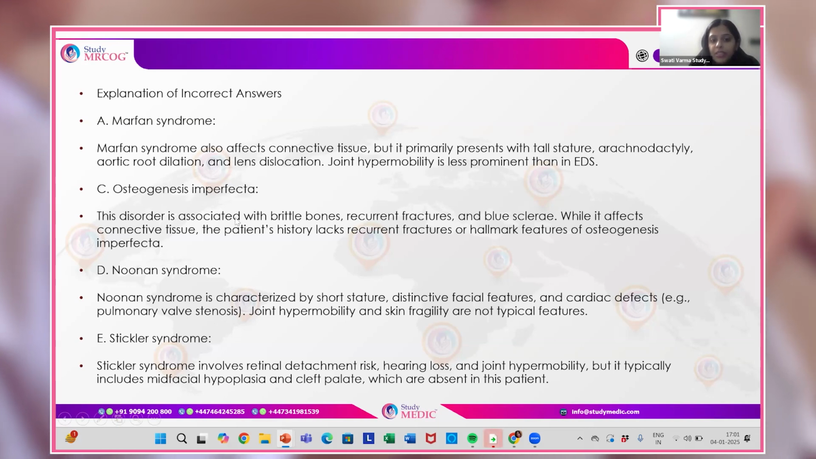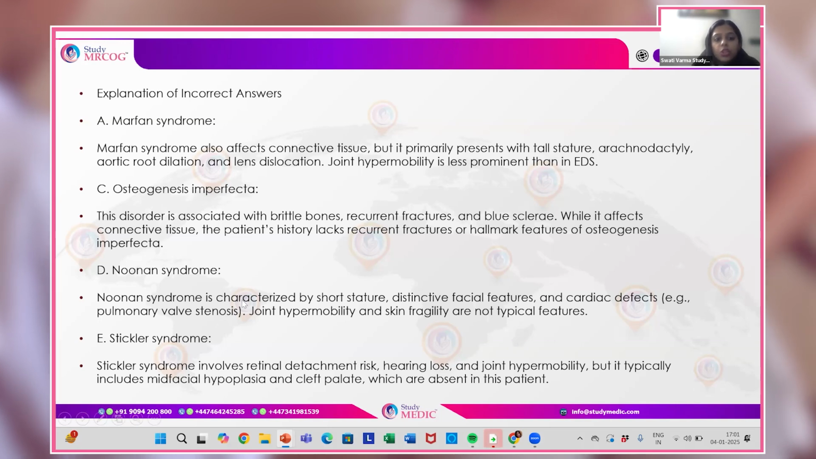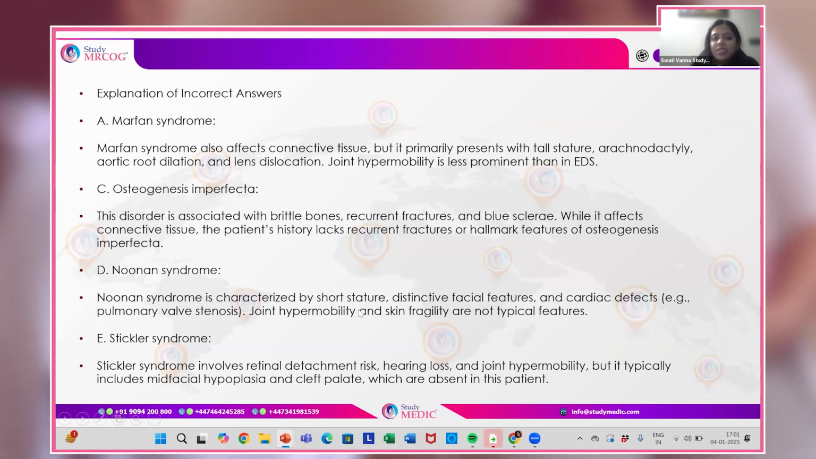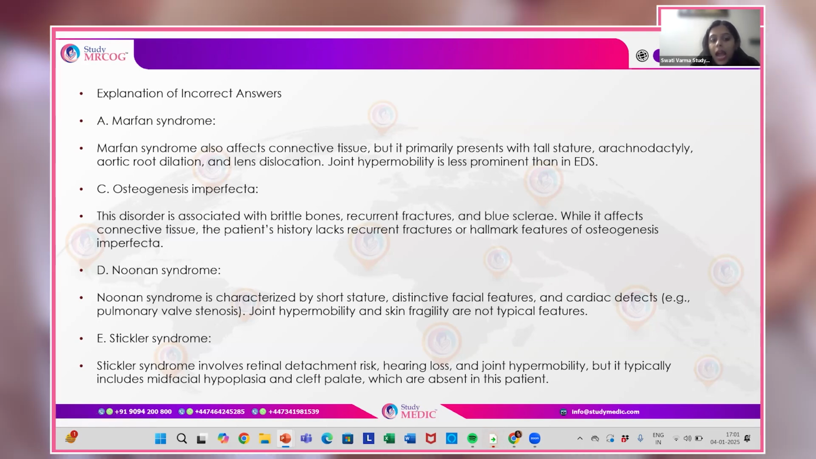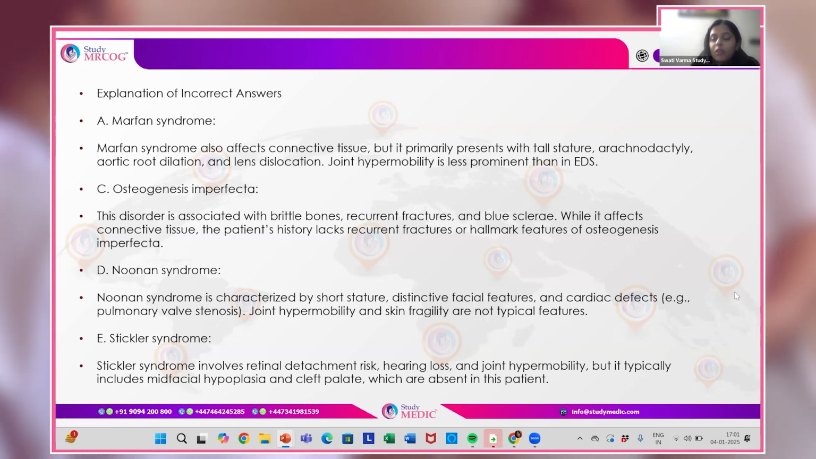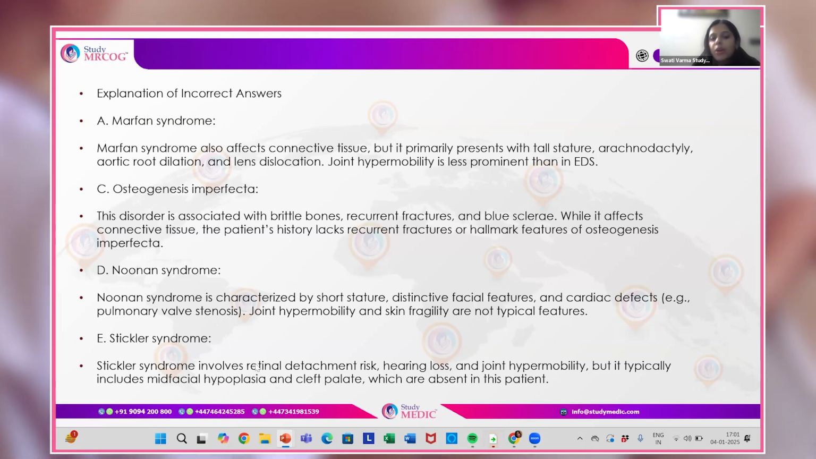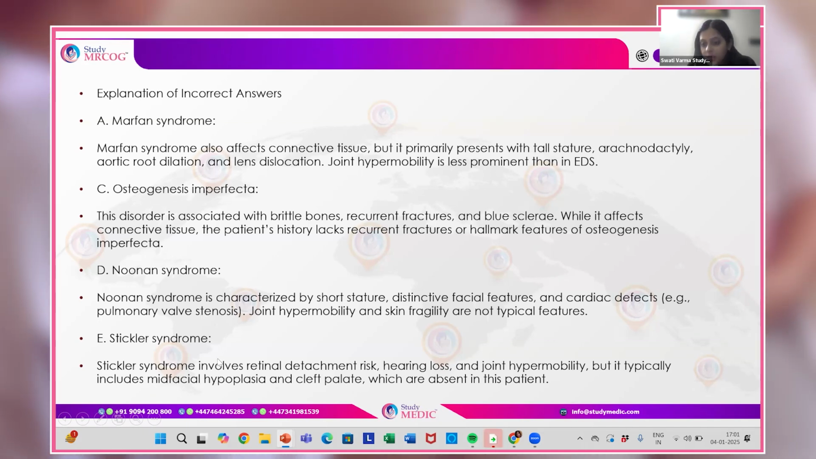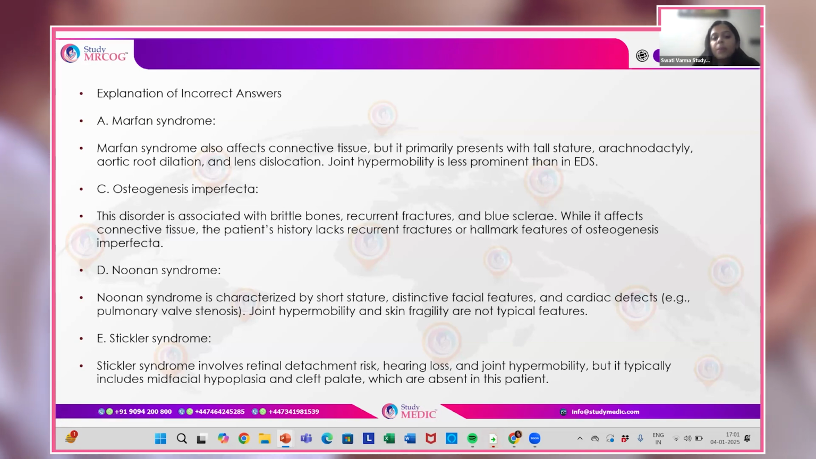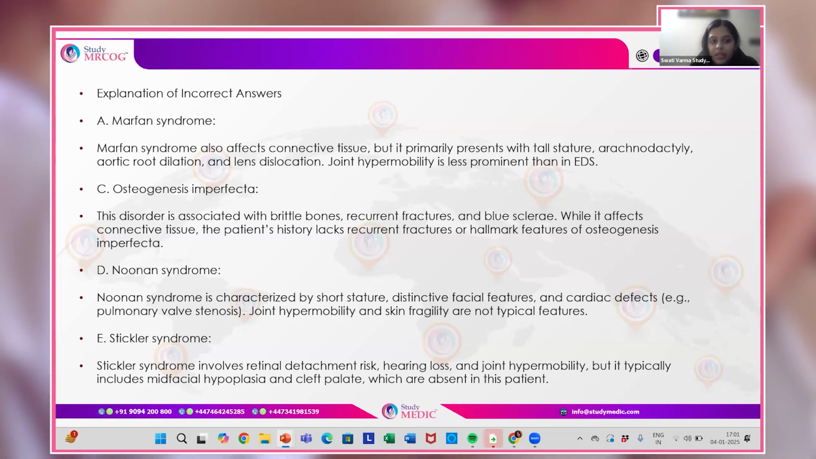Next, osteogenesis imperfecta. It's associated with brittle bones, recurrent fractures, and blue sclera. Noonan syndrome is characterized by short stature, distinctive facial features like Turner syndrome, and cardiac defects. So the typical features given here are not characteristic of Noonan syndrome. And if we look at Stickler syndrome, it involves retinal detachment risk, which is found here. But other features like hearing loss, midfacial hypoplasia, and cleft palate are more suggestive of Stickler syndrome, so these are absent here. Hence, the single best answer becomes Ehlers-Danlos syndrome.